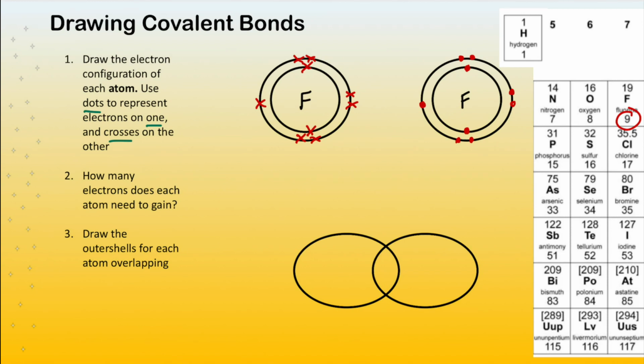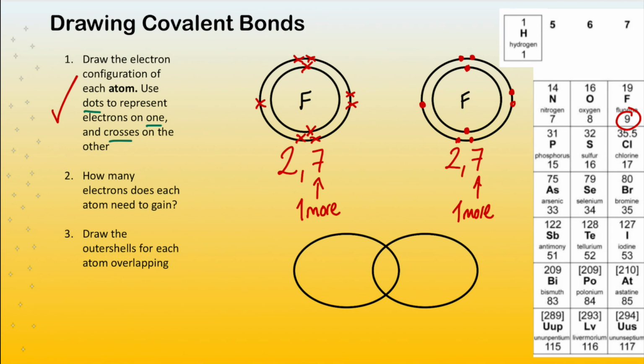So then the next part, that's that bit done. The next part, how many electrons does each atom need to gain? Well, the fluorine here has 7 in its outer shell. It's a structure of 2, then 7. So it needs to gain 1 more in this shell for it to have a full outer shell. And this one's exactly the same. It needs to gain 1 more to have a full outer shell.